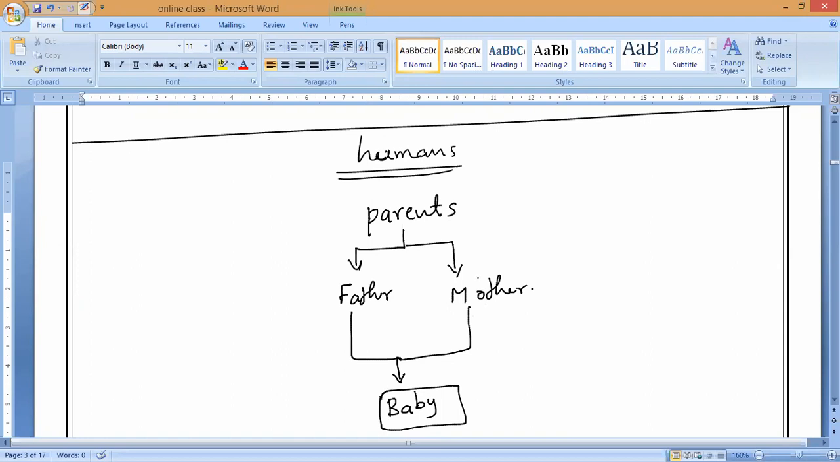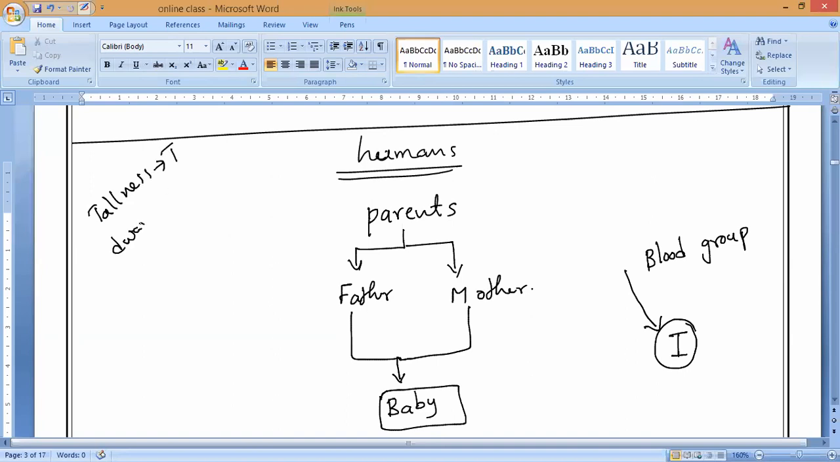Now, remember the gene which controls the blood group is represented by the letter I. Is it okay, guys? Can you understand what I'm saying? What is the letter we use to represent blood groups? I. Understand? So tallness we represent with a capital T. Dwarfness we represent with a small t.